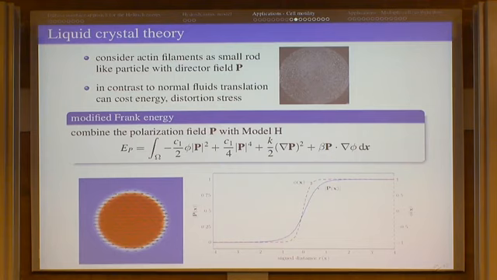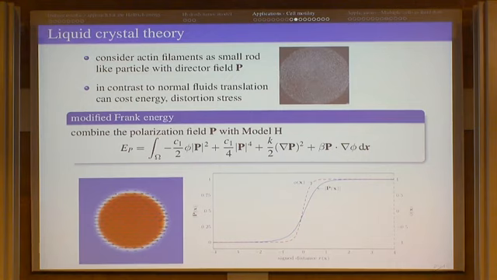What is special about this liquid crystal is that, in contrast to normal fluids, distortion of this liquid crystal can cost energy. And this is called a distortion stress. There is an energy called Frank energy, which describes these liquid crystals, and you can see it here. And we combine this energy of the polarization field with our phase field by adding this phi to the double well potential of P.